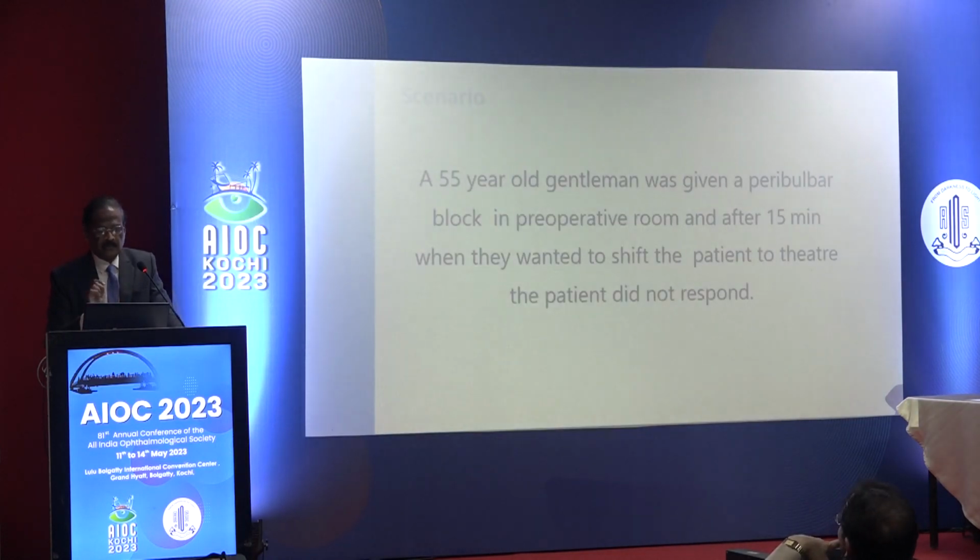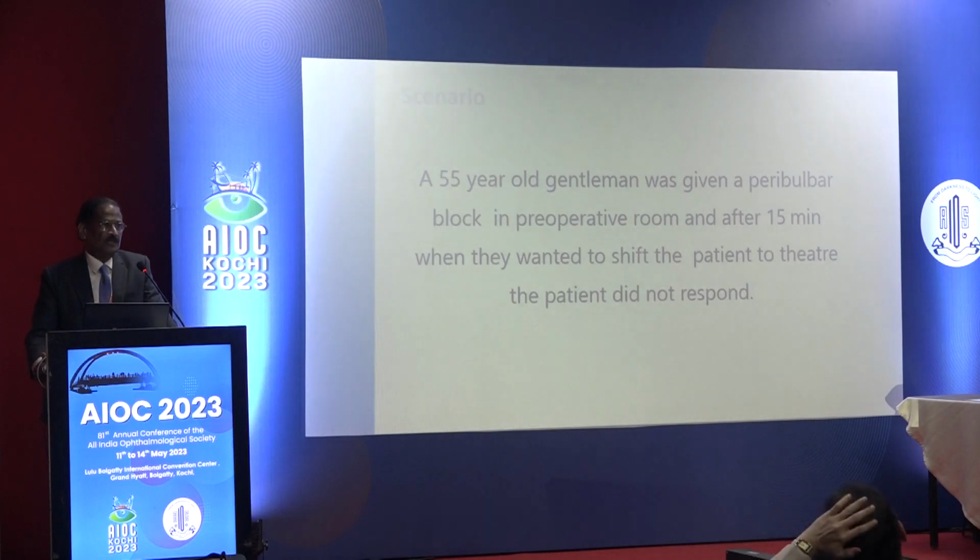Now, the most important thing I wanted to talk about: cardiac arrest. Many of us, the ophthalmologists, still feel that it is not their domain. But I request all doctors, ophthalmologists, everybody should know how to do at least the basic life support whenever a patient goes into cardiac arrest.